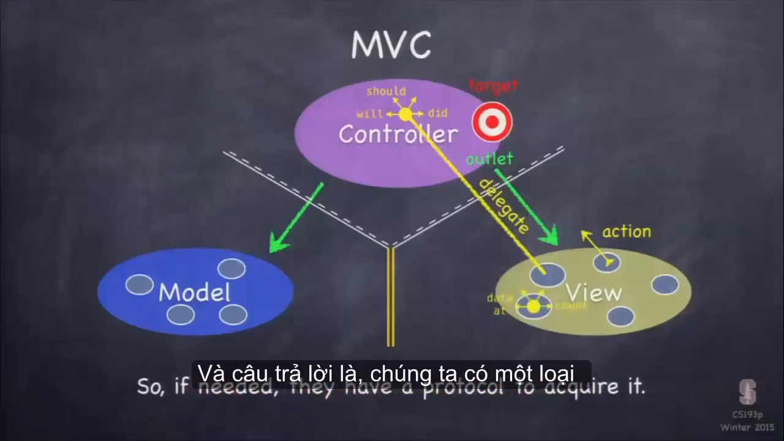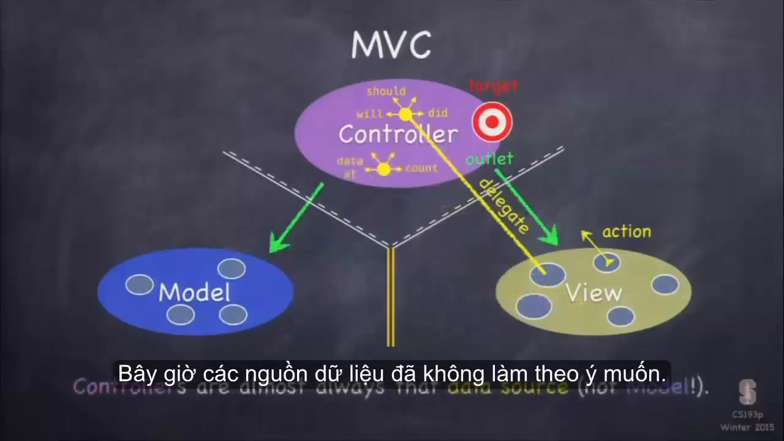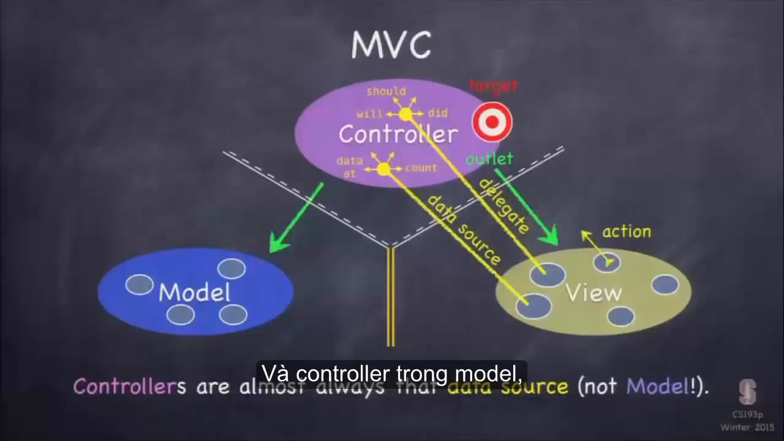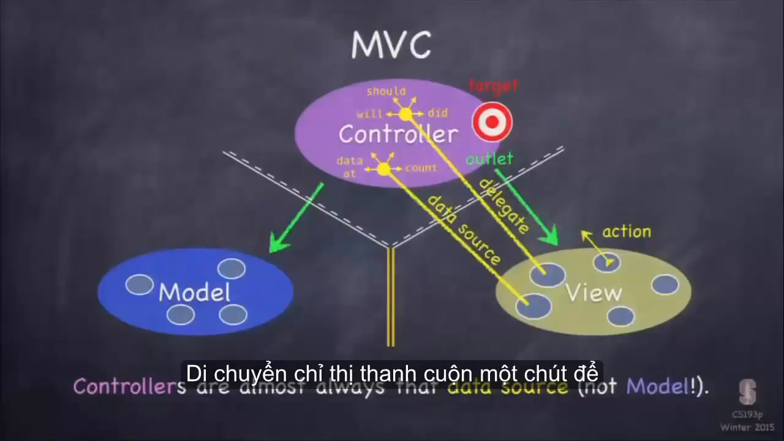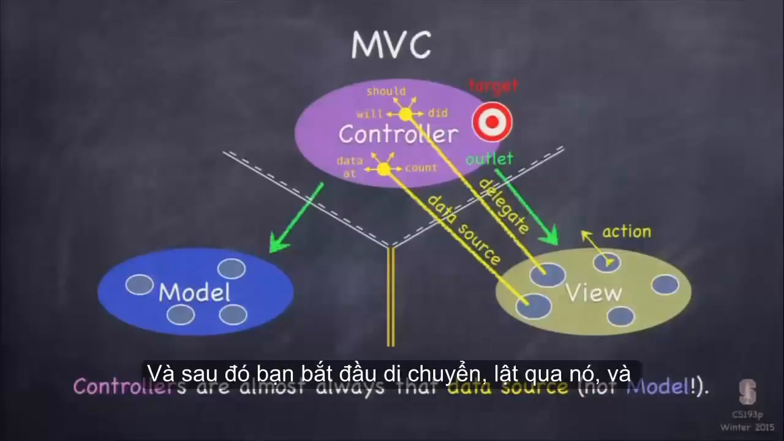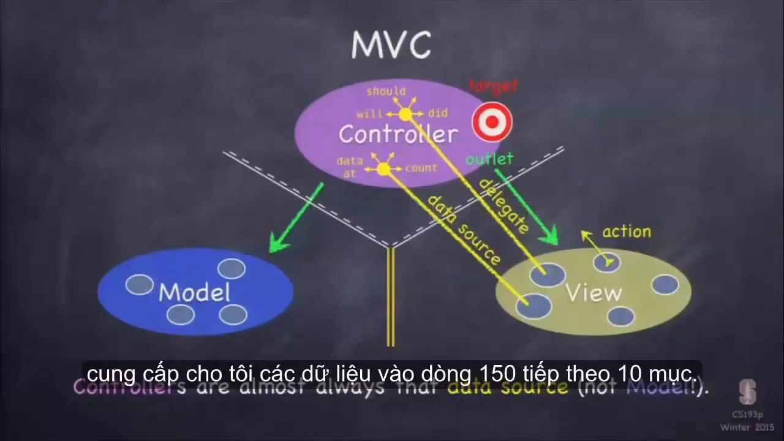And the answer is we have another special kind of delegate, which we call a data source. Now, the data source doesn't do the will, did, should. It's going to be asking questions like count, like how many songs are there? And the controller looks in the model: 10,000. Responds to the view, there's 10,000. The view makes space internally for 10,000 things. It doesn't know what they are, moves the scroll bar indicator a little bit so that you know where it is. And then you start scrolling, flipping through it, and it starts sending the message to the controller, give me the data at line 150, next 10 items.